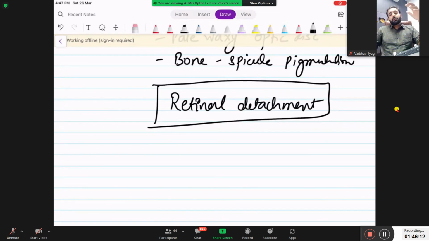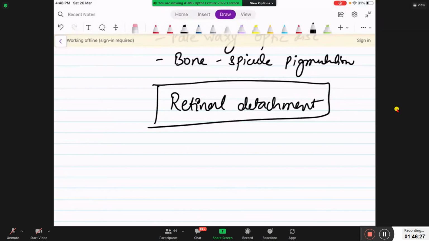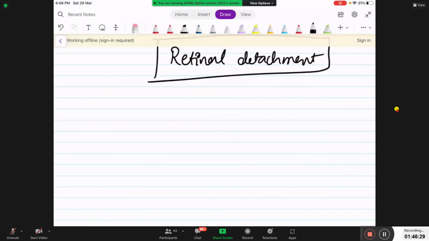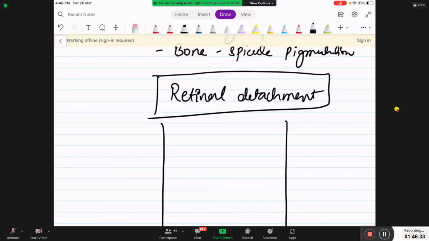If the separation of the 9 layers of the retina, the neurosensory retina, is occurring all over the retina, then it is called retinal detachment. If it is limited to the macula only, then that is called CSR. Okay. Now write down retinal detachment. Types of retinal detachment. It is of 3 types.